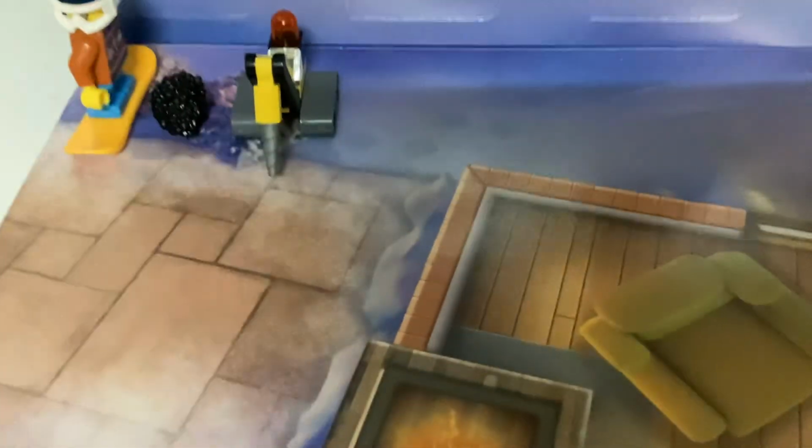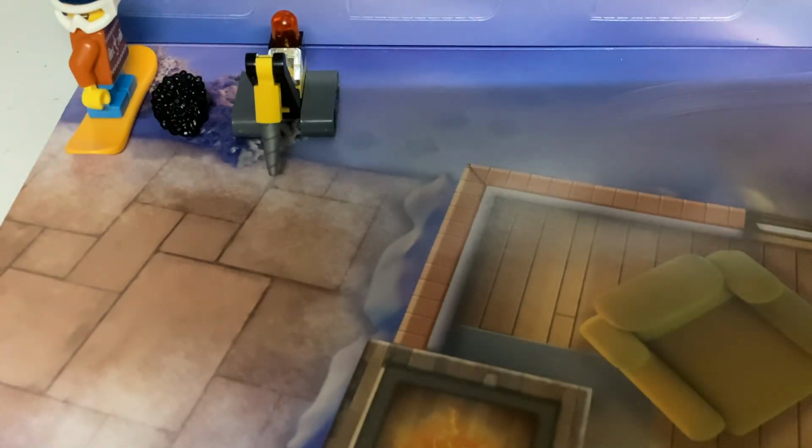And there we have it, you guys. And that's the Day 2 build of the construction mining crane.